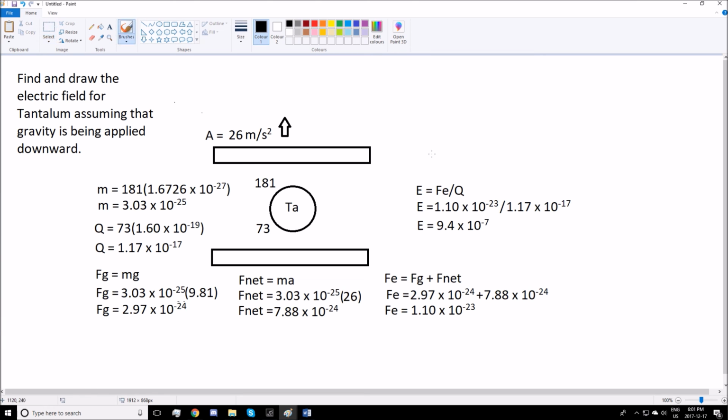Then to draw in your field, this would be your field strength. And your field would go from your positive, your proton would want to go up because it's being resisted by gravity and you know it's being accelerated up. So your field would look something like this.